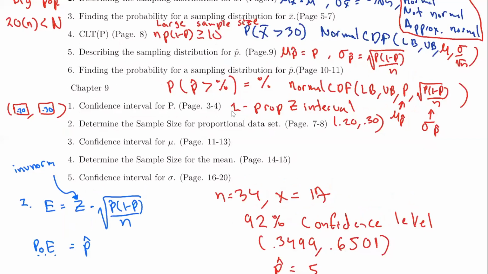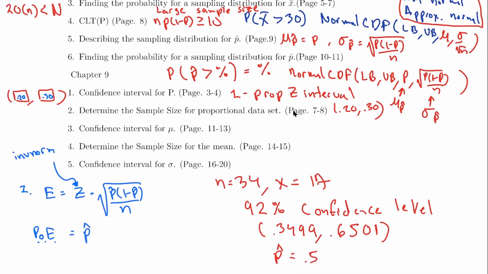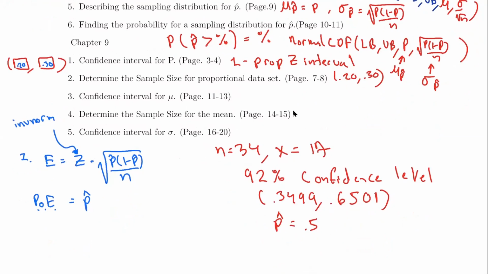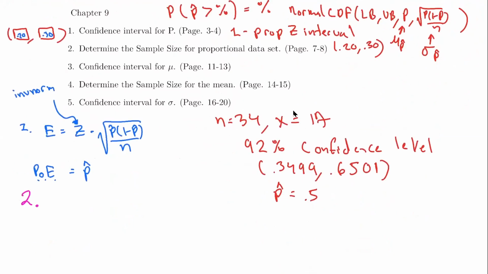Any other question for topic number 1? All right, so let's go to topic number 2. Topic number 2 says determine the sample size for proportional data set. For this one, there are 2 formulas. So I'll put 2 right here for topic 2. You could either use this formula, or you could use this formula.